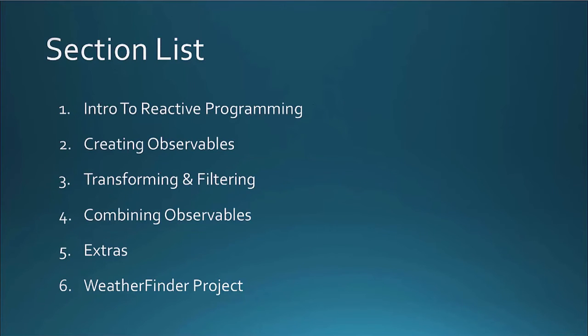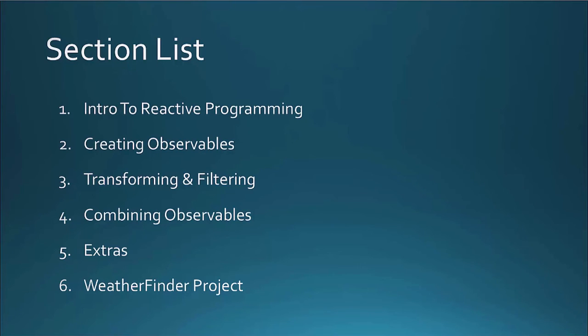So here's a list of the sections. We have Intro to Reactive Programming, where we'll talk about streams and observables and what those are. We'll also talk about some of the other available programming paradigms. Section 2, we'll talk about creating observables. We can create observables from events, from objects and arrays, from promises, from pretty much just about anything, as well as create our own observables from scratch.